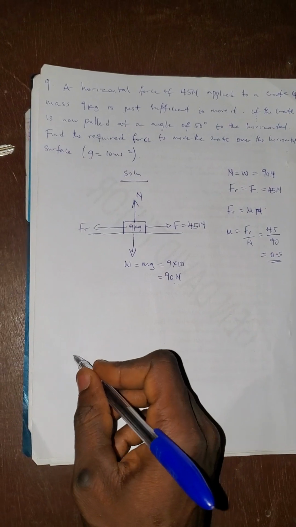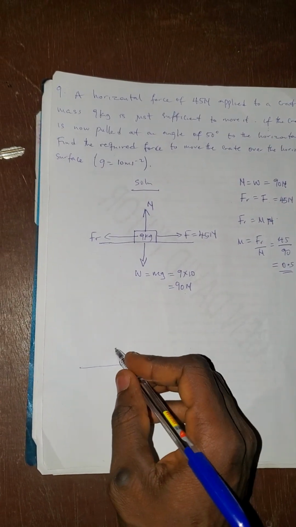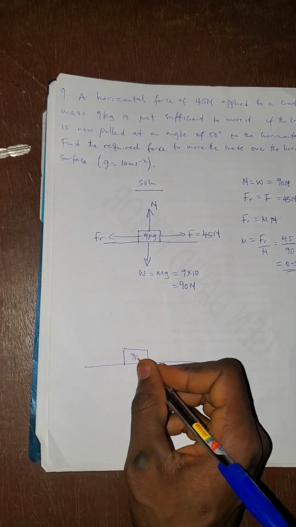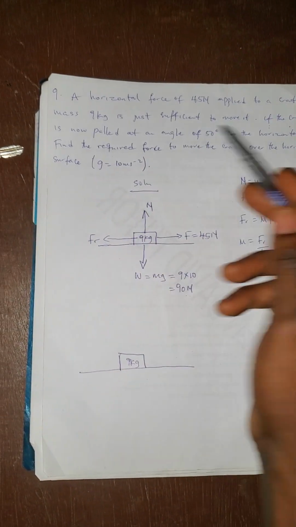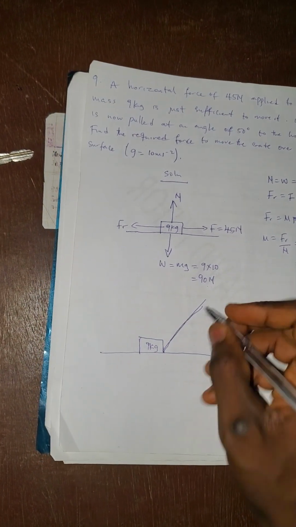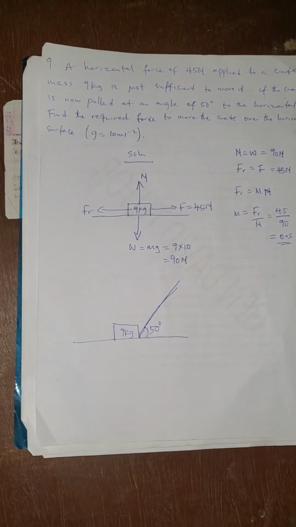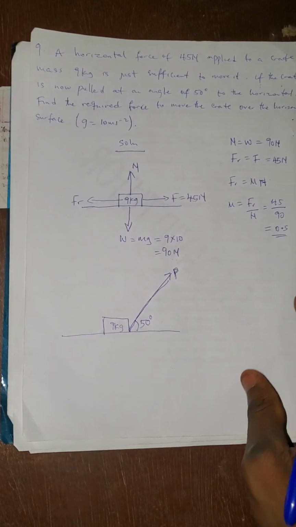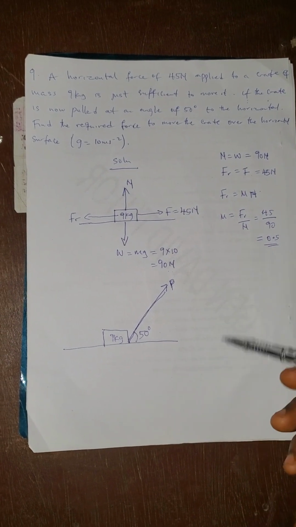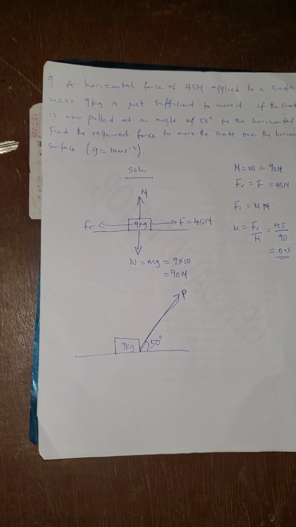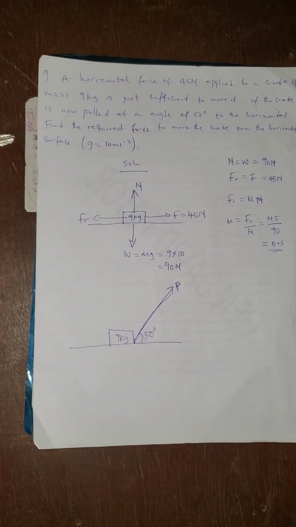The second statement proceeds by saying this same mass of 9 kg is now pulled at an angle. Let's say this is the angle, an angle of 50 degrees. So that means there's a force applied, and let's take that as P. As we did in the previous one, whenever you are using the force applied, you use P.